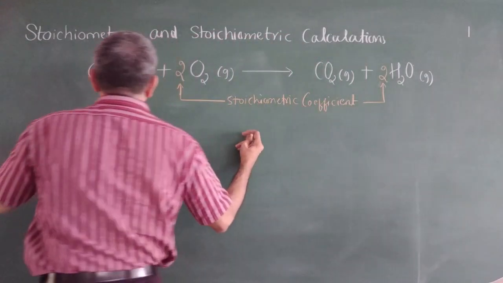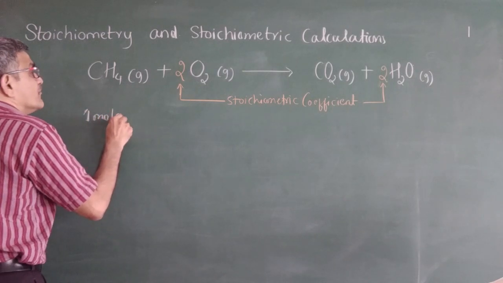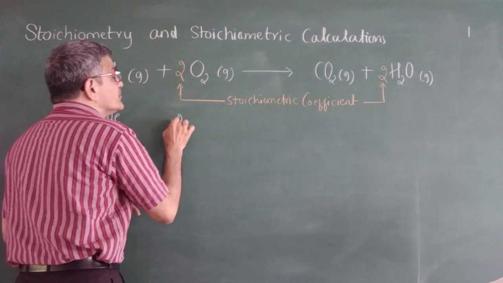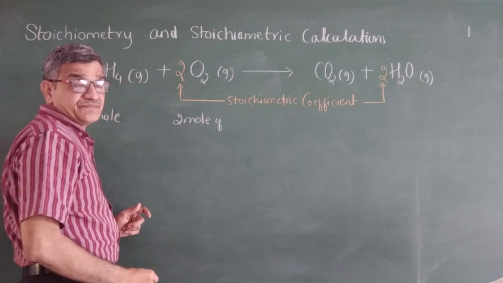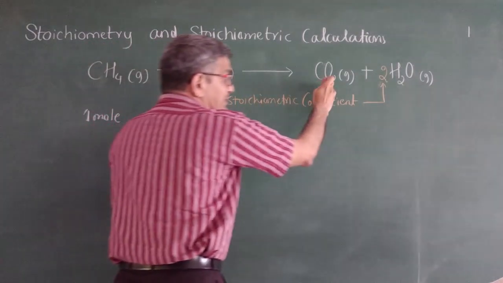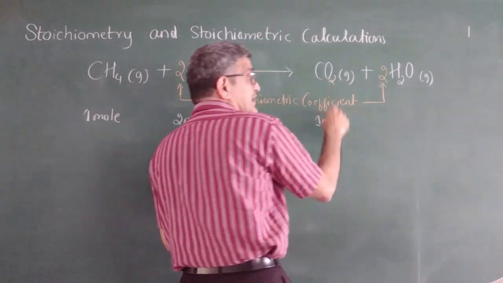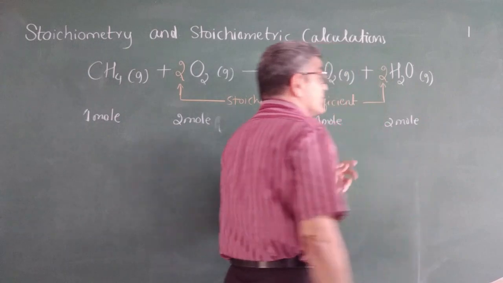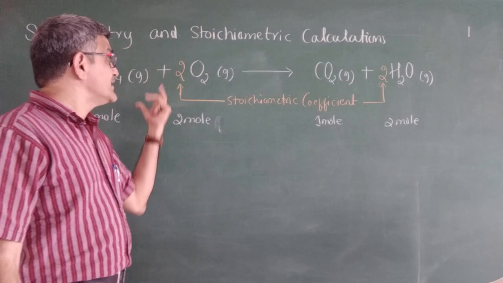How many moles of methane are there? This is nothing but 1 mole. 1 mole of methane gas combines with 2 moles of dioxygen to give how many moles of carbon dioxide? It gives 1 mole of carbon dioxide and 2 moles of water molecules. So this is how you explain it in terms of moles.